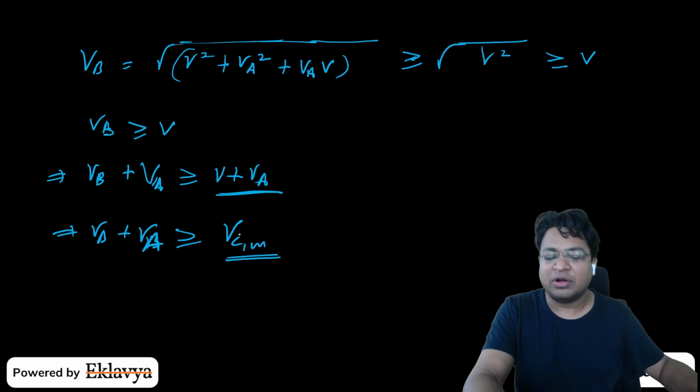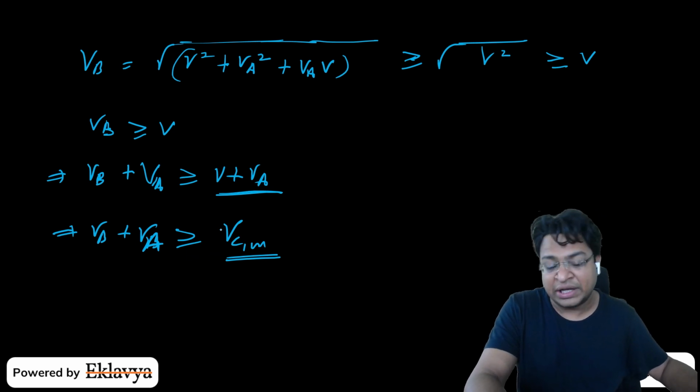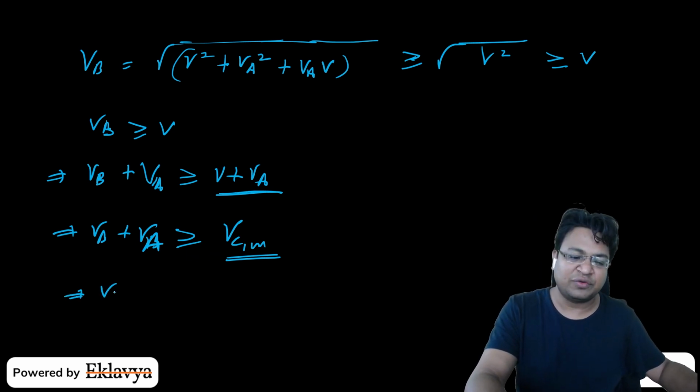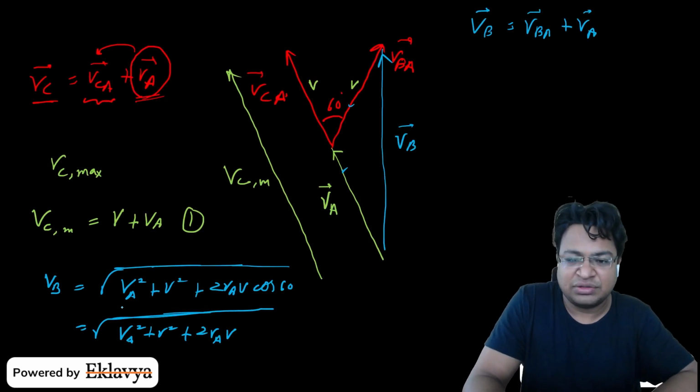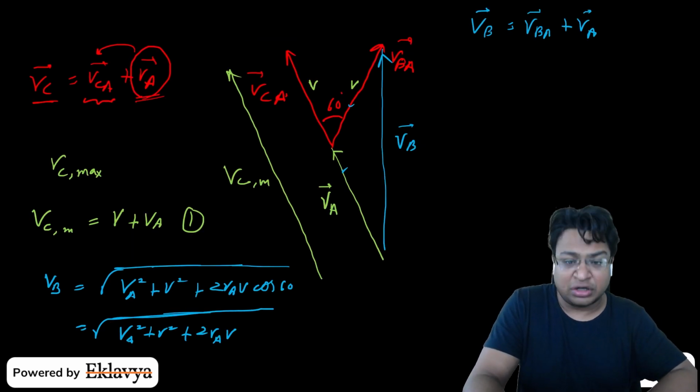And the maximum value of V will always be less than or equal to any other value of VC. So hence we have proven that VB plus VA can be greater than or equal to VC. So this is the proof, guys. Again, it's a logical, a thoughtful proof.